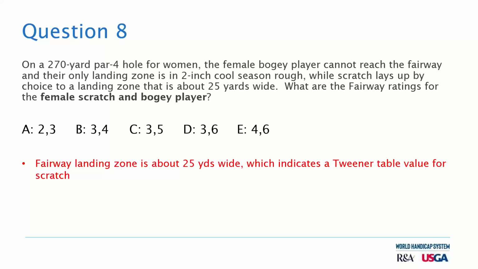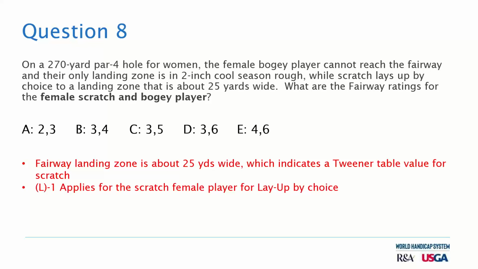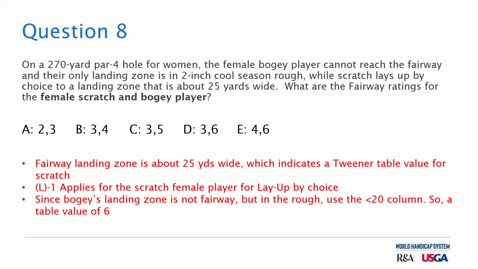We would want to use a tweener value, and that's what we were trying to go toward with that tweener value. The L1 applies for that scratch female player for the layup by choice also. Since bogey landing zone is not in the fairway, but in the rough, we're going to use the less than 20 column, so that table value is a 6. That table value is going to be a 6 for that bogey player.